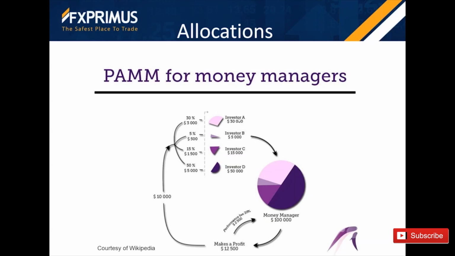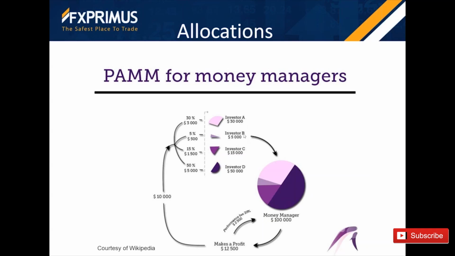The rest of the profit will be distributed accordingly, percentage-wise, as we said, percent allocation. 30%, which is $3,000, will go to investor A because he put $30,000. The other guy will get $500, 5%. The third investor C will get 15%, $1,500, and investor D will get 50%, $5,000. And this is how it works.